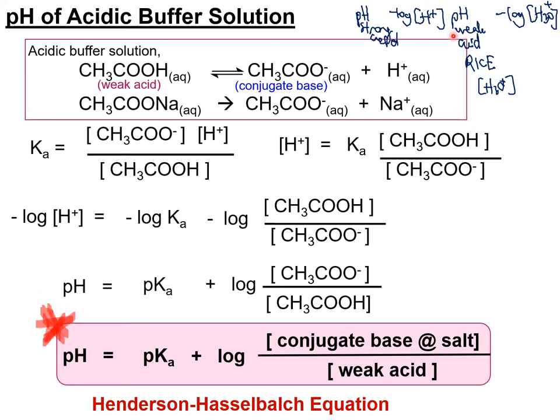Okay, it's different. You tak boleh guna negative log concentration of H plus atau H3O plus. It will be pH will be equal to pKa. P ni ialah negative log Ka lah. Pluskan dengan log concentration of conjugate base ataupun salt. Okay, conjugate base ataupun salt tu adalah this CH3COO minus. Okay, bahagikan dengan concentration of weak acid. If let's say weak acid kamu CH3COOH, concentration of conjugate base or salt tu CH3COO minus ataupun CH3COONa tu kena berada di atas.